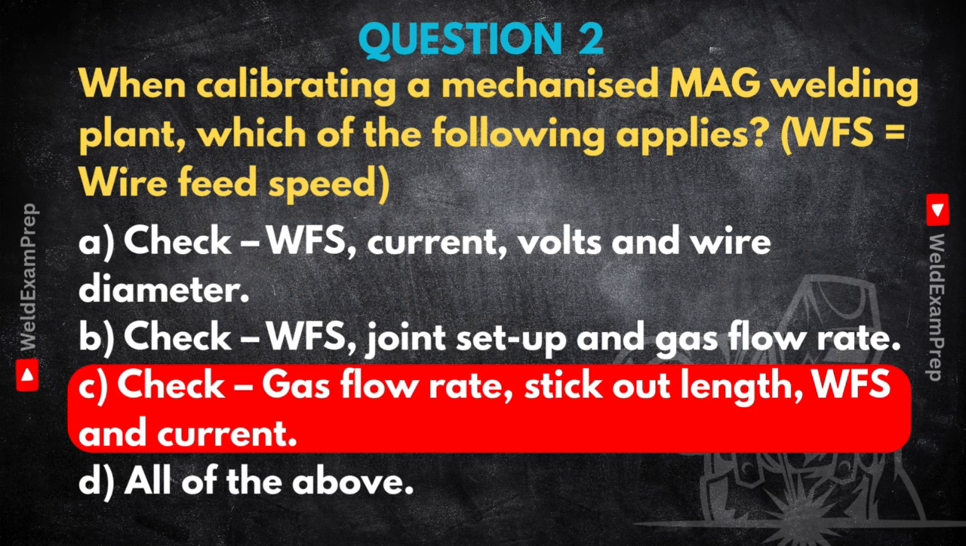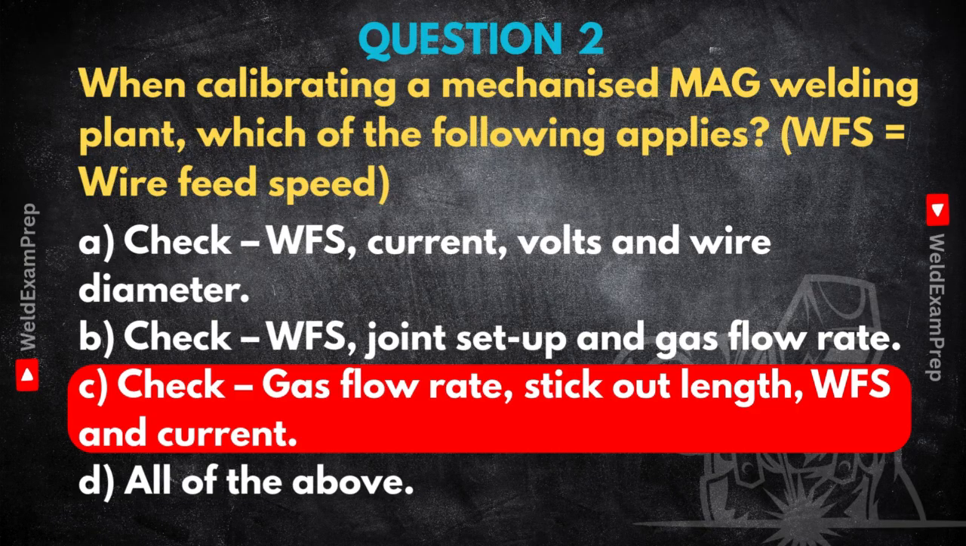Okay. Wire feed speed, WFS, absolutely critical. It directly controls how much filler metal is added and is a primary factor in determining the current in most MAG modes. You calibrate the feeder to ensure it's accurate. And finally, current. You need to verify that the current displayed or set is what's actually being delivered at the arc. It's key for heat input. So these four are measurable, controllable outputs of the welding plant itself.